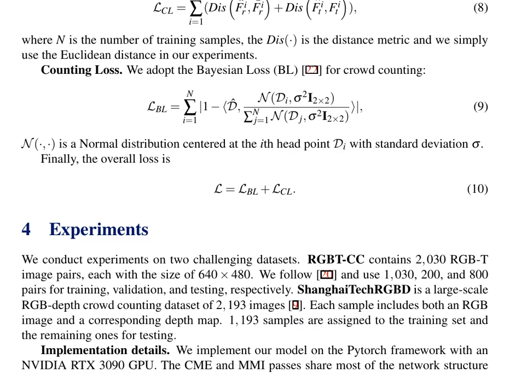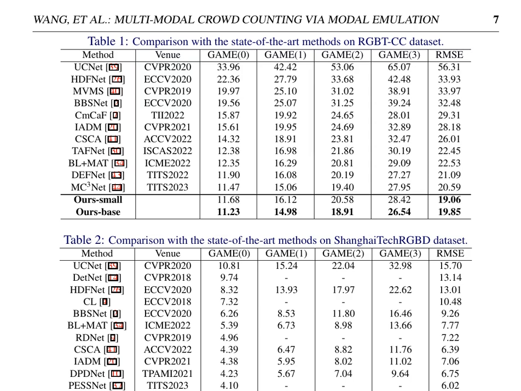The BL measures the difference between the predicted density map and the ground truth, providing an additional supervision signal for the network. Experiments are conducted on 2 datasets, RGB-TCC and Shanghai Tech RGB-D. The proposed method outperforms state-of-the-art approaches in both datasets, demonstrating the effectiveness of the cross-modal feature alignment and the new loss function. The paper provides a detailed description of the network architecture, including the CME and MMI passes, as well as the implementation details such as the PyTorch framework and the hardware used for training.